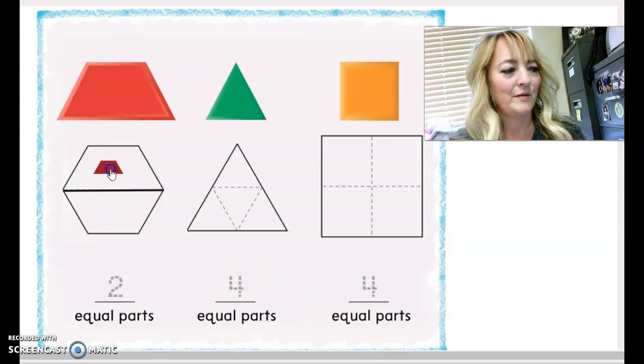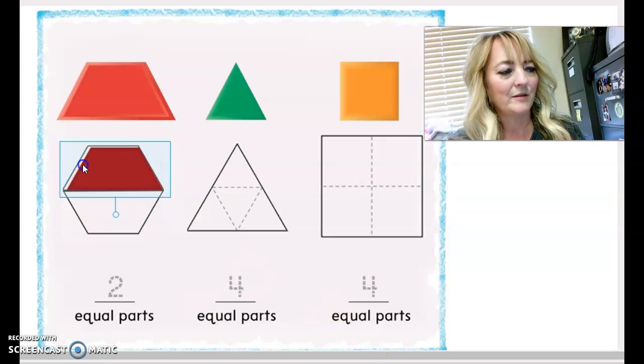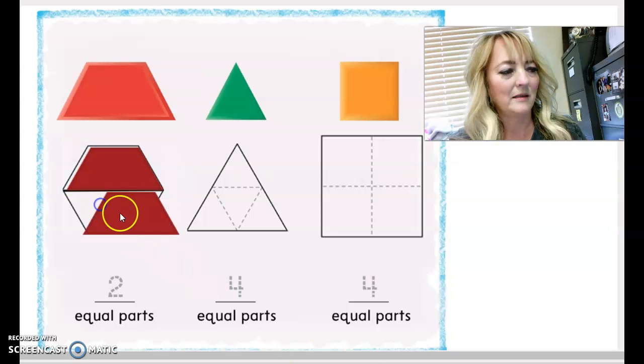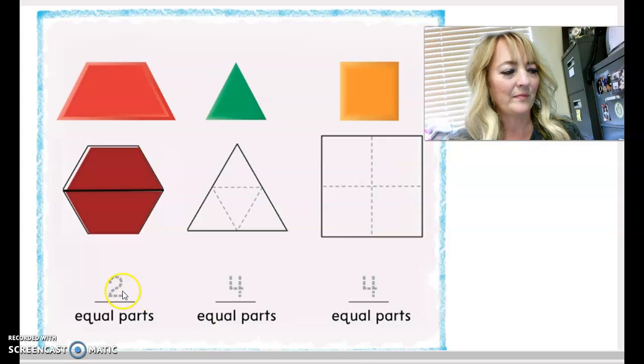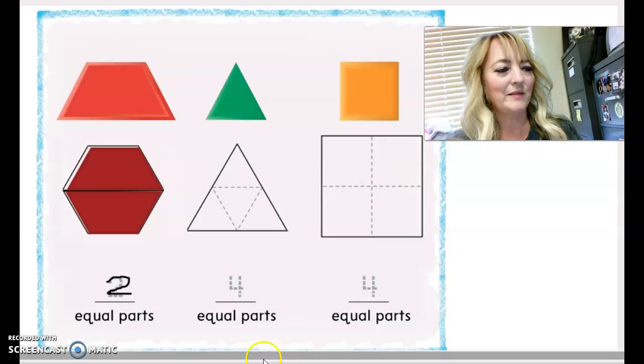So let me show you what I mean. There's 1. We have to turn this guy around. Alright, so that is 2 equal parts. So go ahead and trace out that 2. Okay, then we'll go back to this triangle.